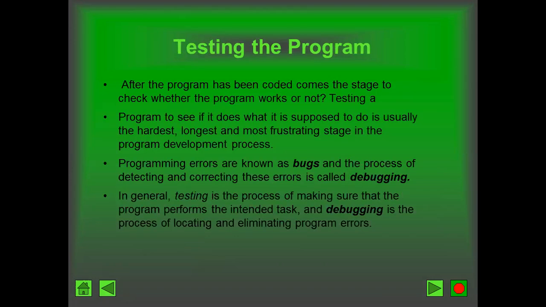Now at this stage, we try to find out if our software is working according to the requirements we specified in the beginning, or it is not working. This step is called testing the program. So testing is the process of making sure that the program performs the intended task. The task that we defined in the first step, that is in the problem identification step, we check: is the program working according to that requirements analysis?